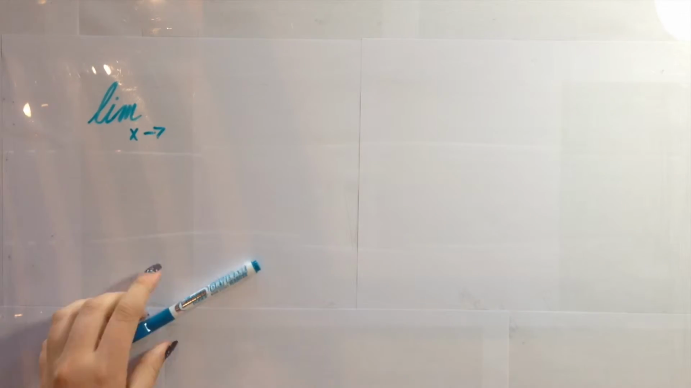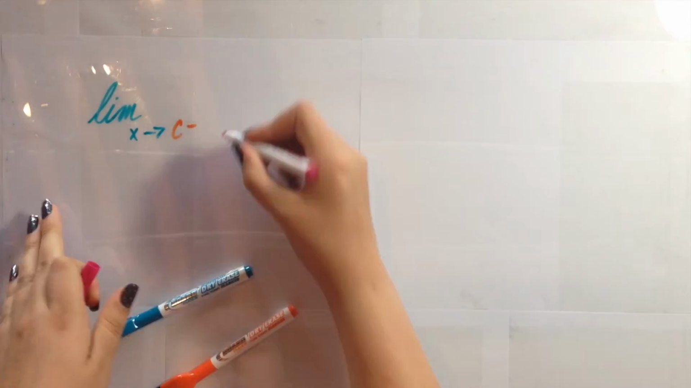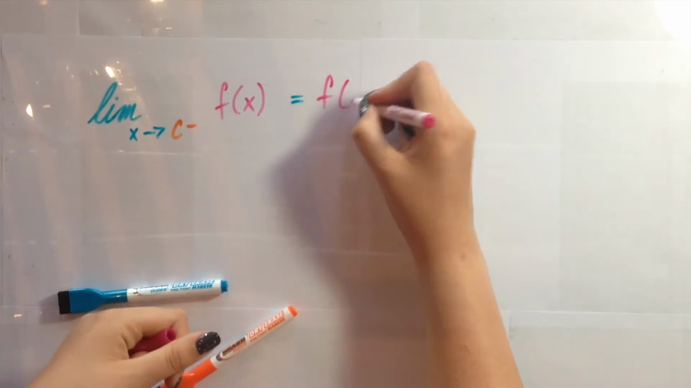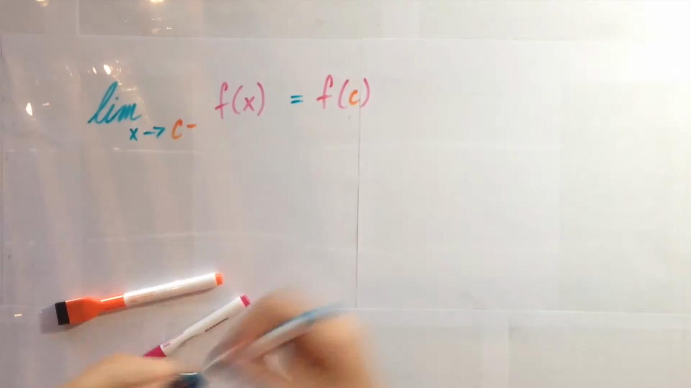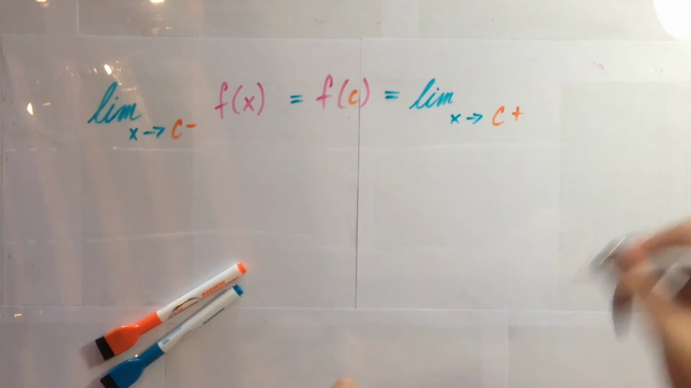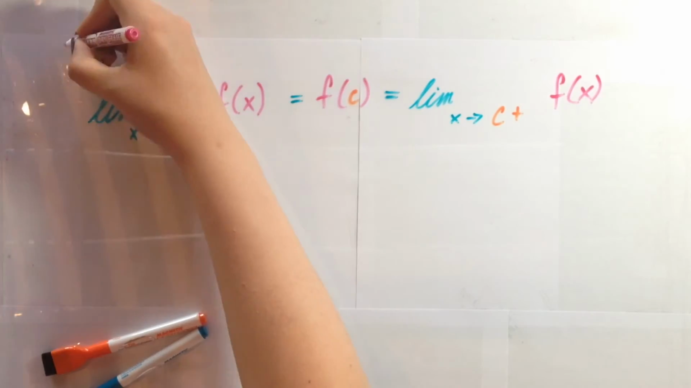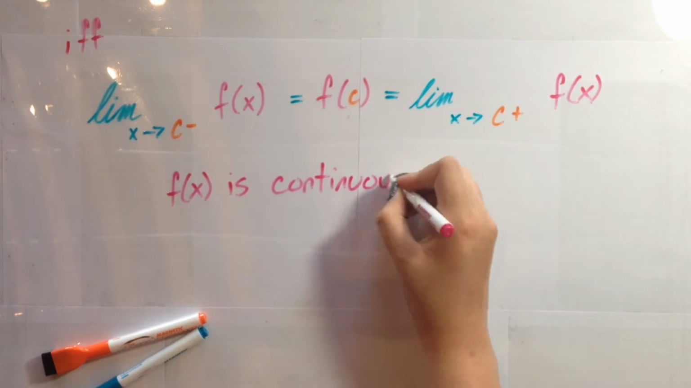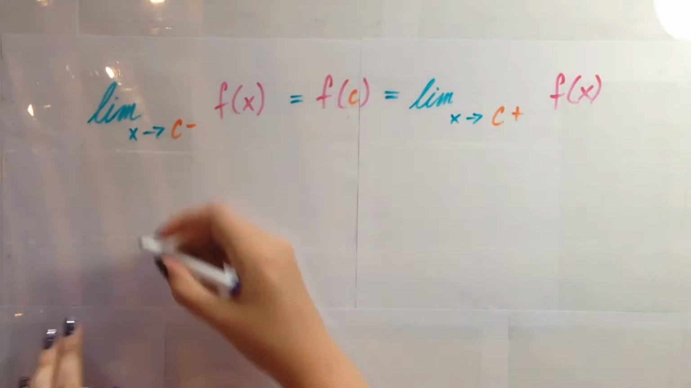So now we're going to move on to continuity. This is our basic formula. You would read it as the limit as x approaches c from the left side of f of x is equal to f of c is equal to the limit as x approaches c from the right side of f of x. Now, if and only if all of this is true, is f of x continuous at c.